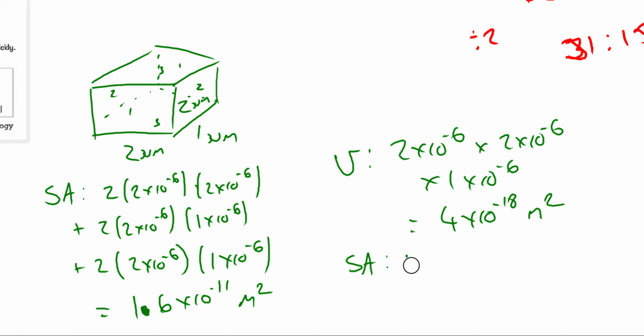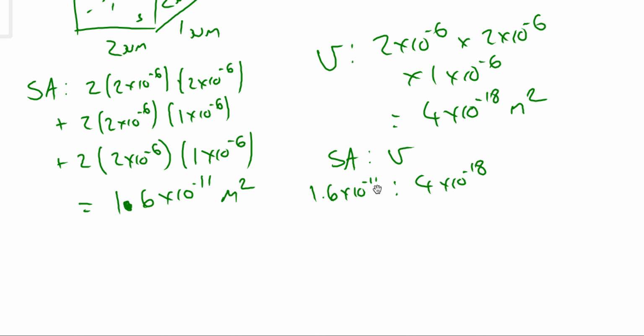So the surface area to volume ratio is 1.6 times 10 to the minus 11 over 4 times 10 to the minus 18. You might think, oh, what's going on? The first thing to watch out for is the powers. Remember, it's negative, so the surface area is a power of negative 11, and therefore this surface area is far bigger than the volume.